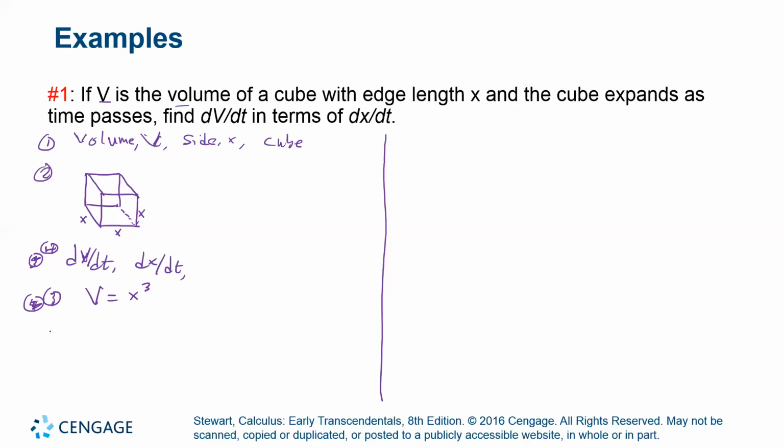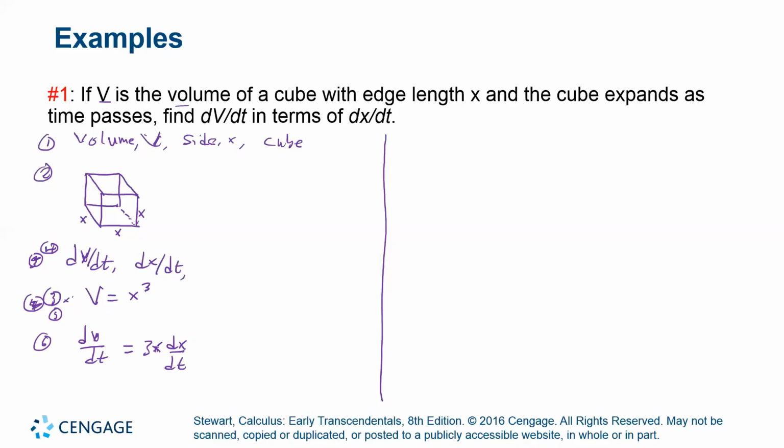Then step 5 says to write an equation that relates all quantities involved. If necessary, use geometry and eliminate the others. We don't have any, this is just two steps, so I would just say this is also step 5. Then step 6, we use the chain rule to differentiate this with respect to time. So dV/dt is equal to 3x squared dx/dt.